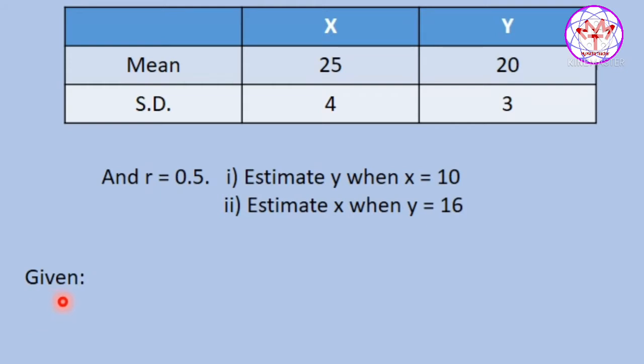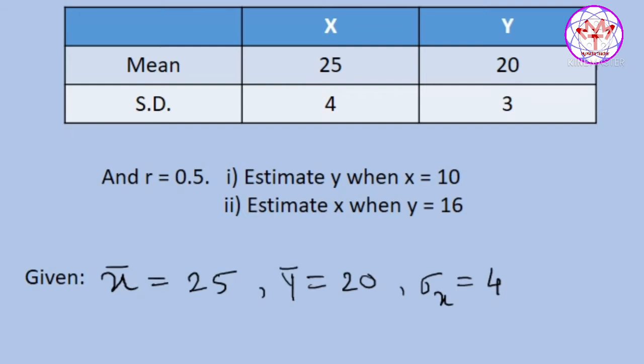Given: mean of x is 25, that means x bar is 25. Mean of y is 20, so we'll write y bar is equal to 20. Standard deviation is denoted by sigma. Standard deviation of x is 4, that means sigma x is equal to 4, and standard deviation of y is 3, so sigma y is equal to 3. Also r is equal to 0.5.